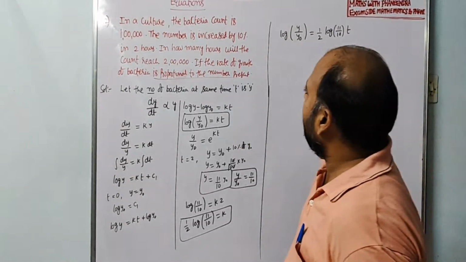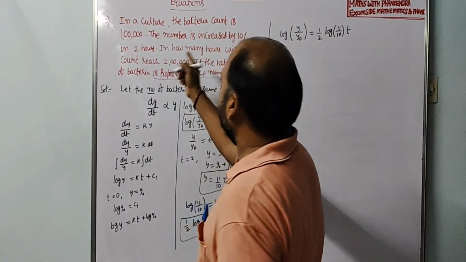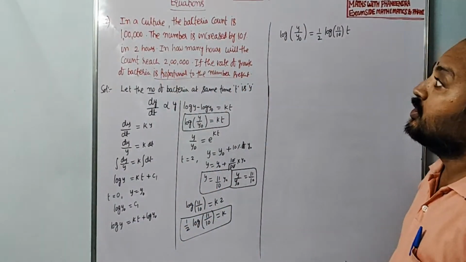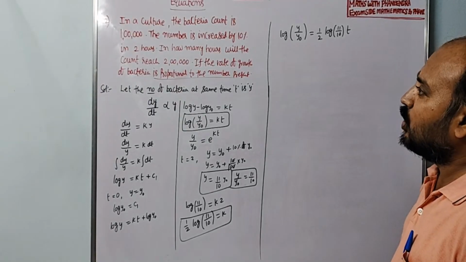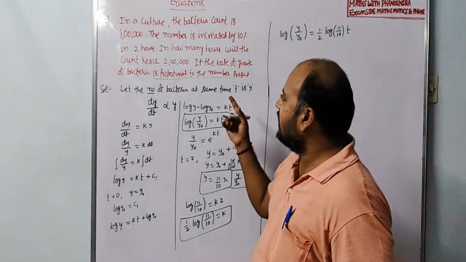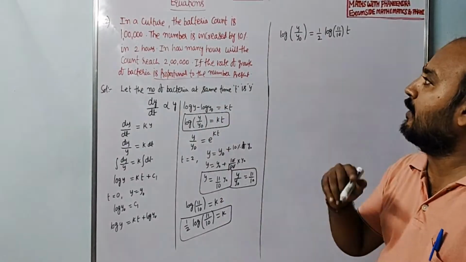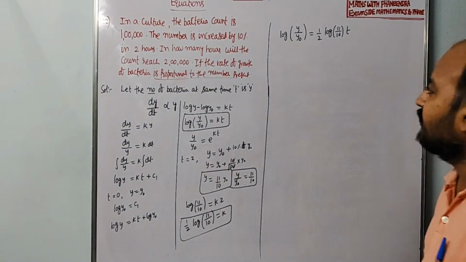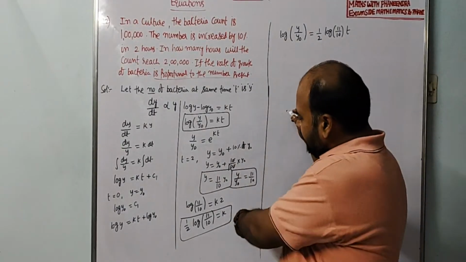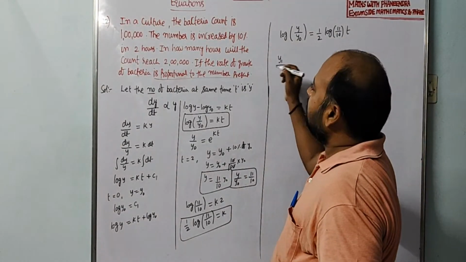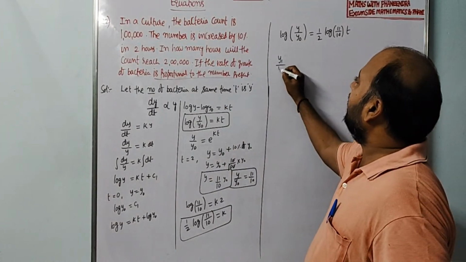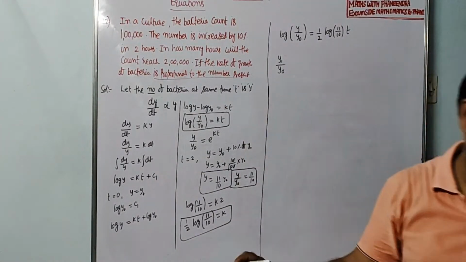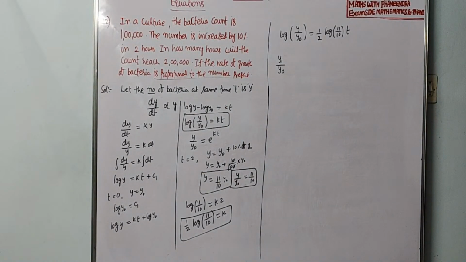Next, what value is given? In how many hours will the count reach 2 lakhs if the rate of growth of bacteria is proportional to the number present? Here, this is the very important step, dear students. The number present is y naught. So y1 is how much it is going to increase? I am taking y1 by y naught.